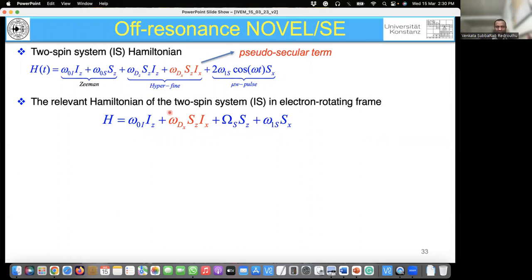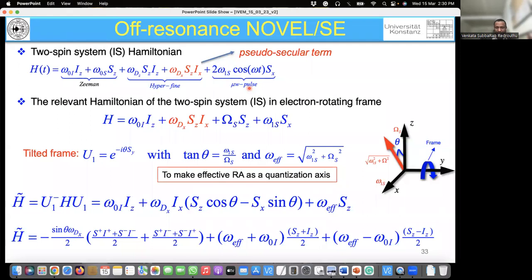So this is the Hamiltonian we have for the off resonance or solid effect case. This is the Zeeman term, followed by the hyperfine coupling term. This is the pseudo-secular term, and then this is the term corresponding to the microwave pulse. When we transfer this to the electron nutation frequency, we drop this term, which is the pseudo-secular term, in the rotating frame, and now the time dependence in the microwave goes.